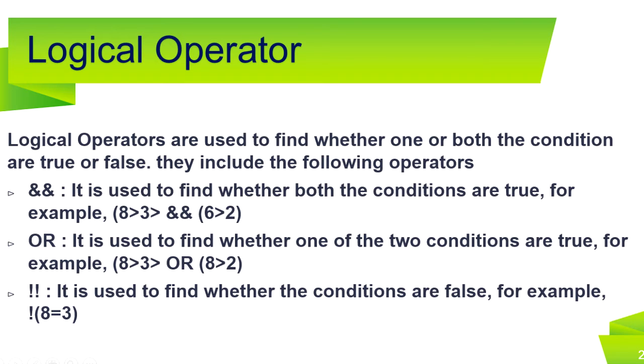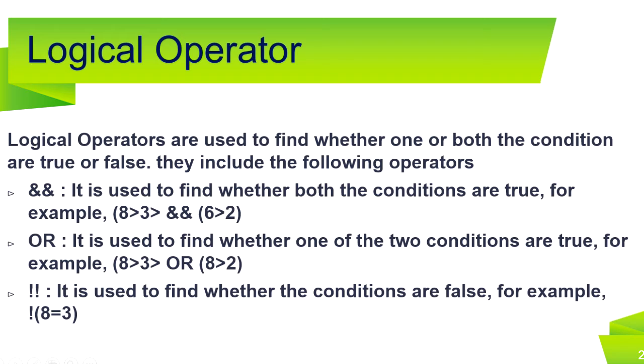So what is a logical operator? Logical operators are used to find whether one or both the conditions are true or false. They include the following operators: and, or, and not. So let us discuss the first one, and. It is used to find whether both the conditions are true. For example, 8 is greater than 3 and 6 is greater than 2.